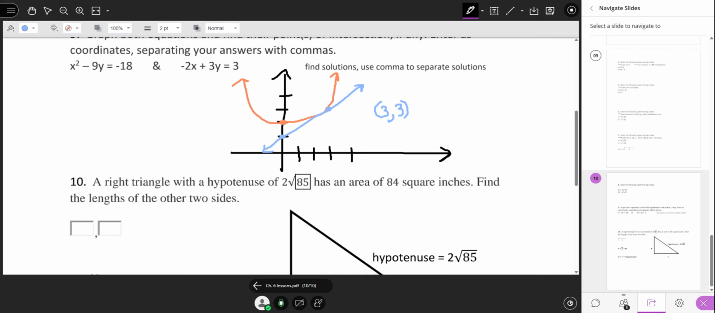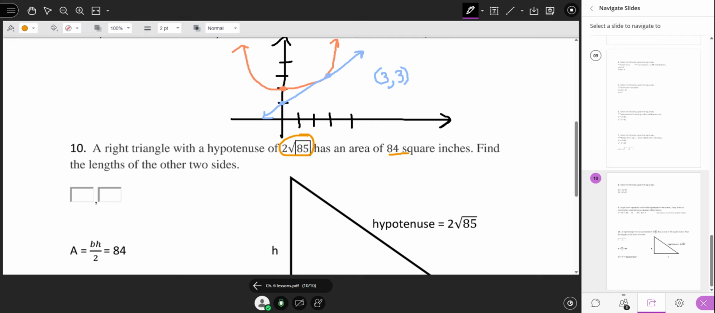Now, number last. A right triangle with a hypotenuse of blah has an area of blah. Find the lengths of the two sides. Now, area is base times height divided by 2 equals blah. Now, it does not like B and H. So we have to write it as x, y over 2 equals 84.